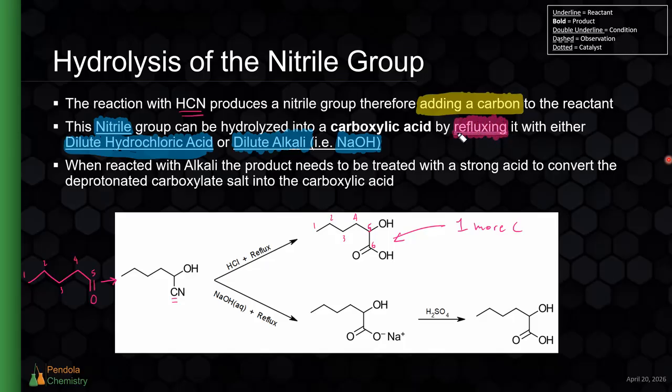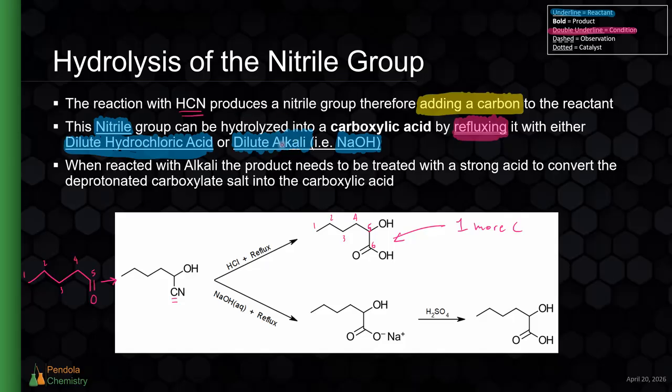We need to reflux this, and we use reflux because, again, the boiling point of nitriles is usually pretty low, so we don't want it to evaporate. So we have refluxing as a condition, and we have either a nitrile with hydrochloric acid or a nitrile with a dilute alkali like sodium hydroxide as our reactants. What that's going to do is hydrolyze our nitrile group. Remember, the term hydrolyzed comes from the fact that we're breaking this apart with water. Hydro means water, lyse means broken apart.